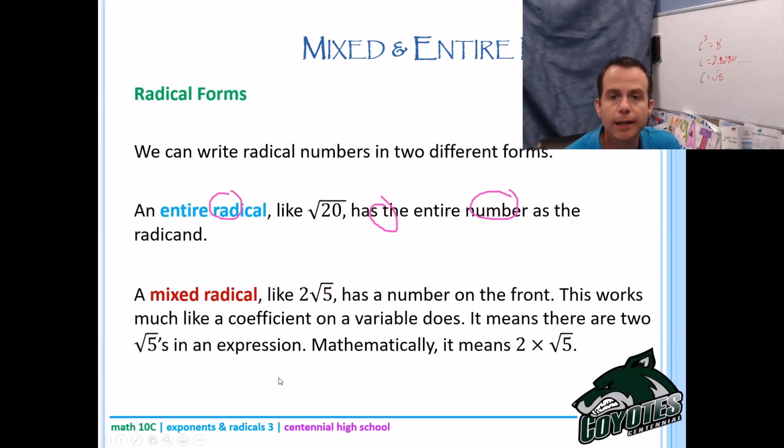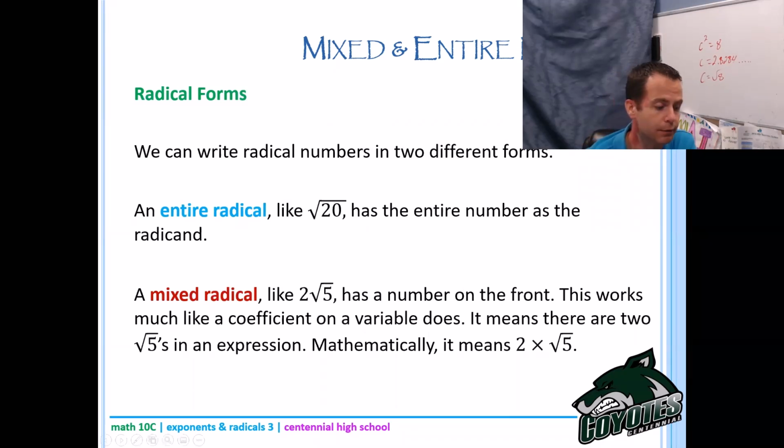Now, radicals can exist in two different forms. This is really a similar conversation to junior high when you talked about fractions. You talked about writing fractions as improper fractions or as mixed fractions, and you're going to see a lot of parallels in the conversation. So an entire radical, like root 20, has the entire number underneath the radical sign, or the entire number as the radicand.